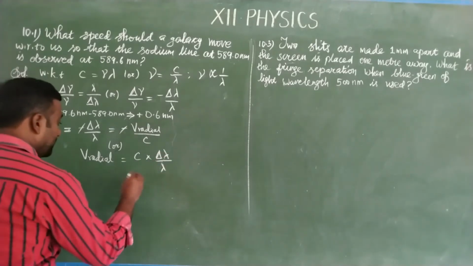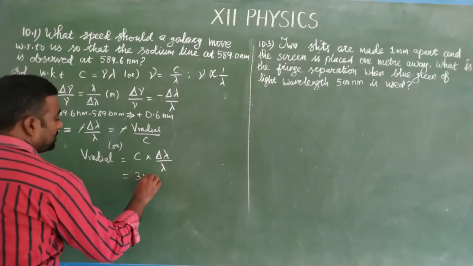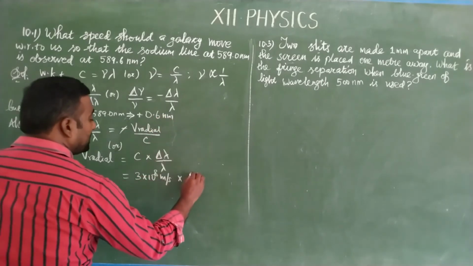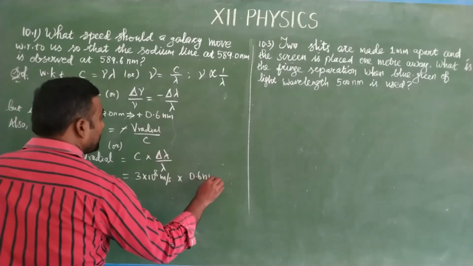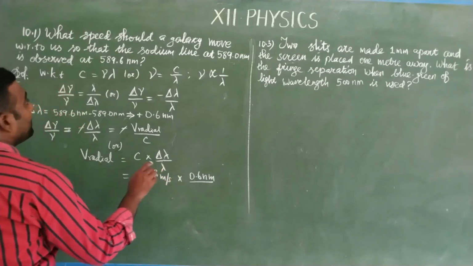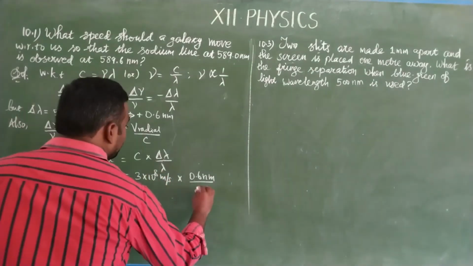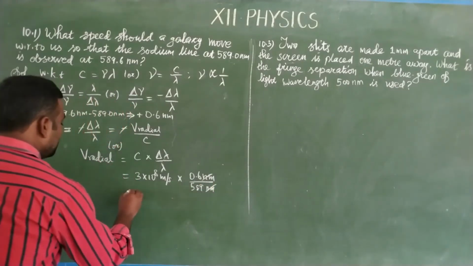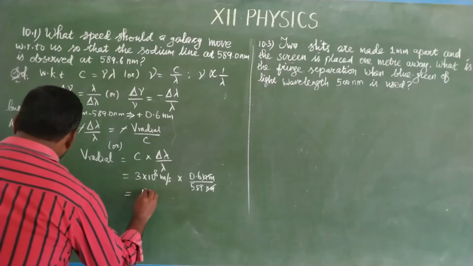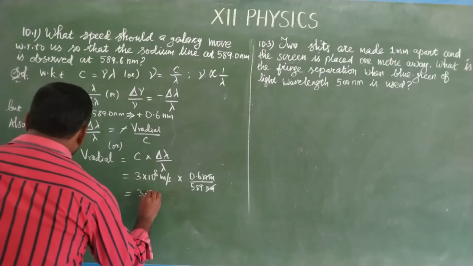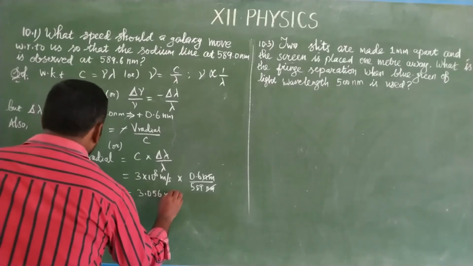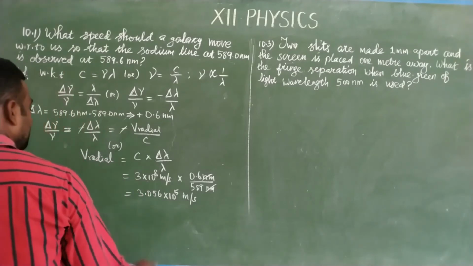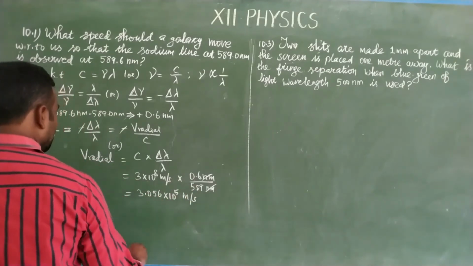Then substitute all the values. Speed of light is 3 into 10 to the power 8 meter per second into the change in the wavelength, which we already calculated, 0.6 nanometer, divided by the original wavelength, which is 589 nanometer. So nanometer and nanometer cancel away. After the simplifications, we have the value 3.056 into 10 to the power 5 meter per second. Okay, so this is the value we'll get.